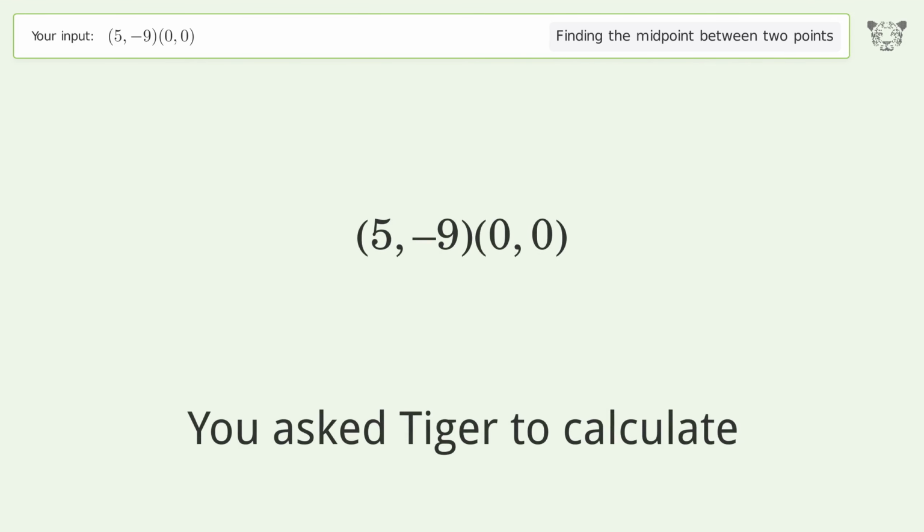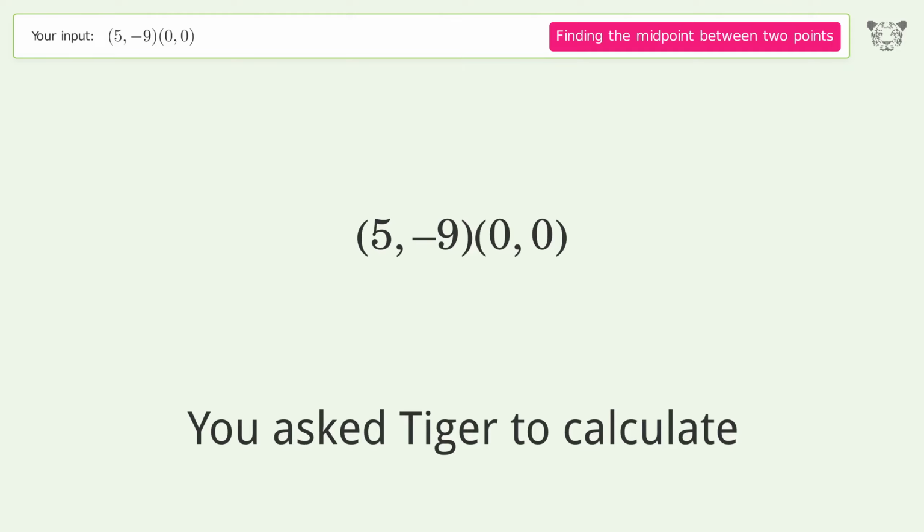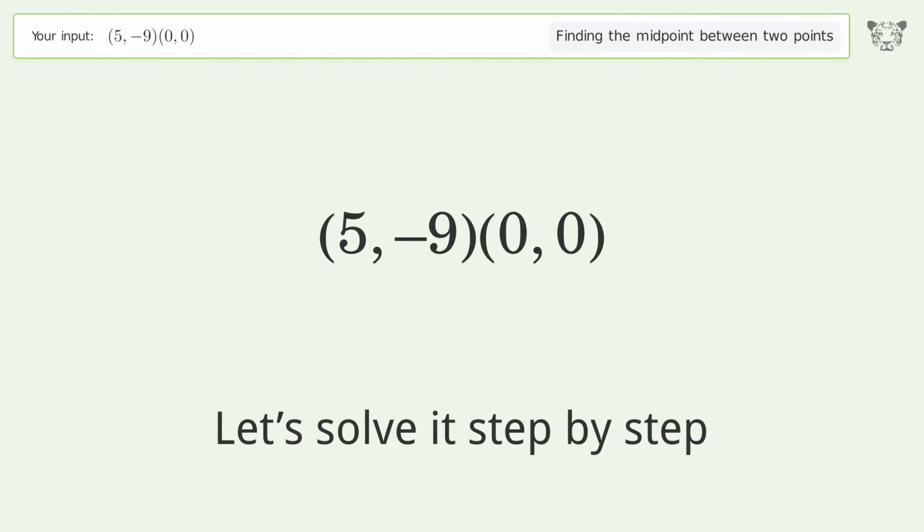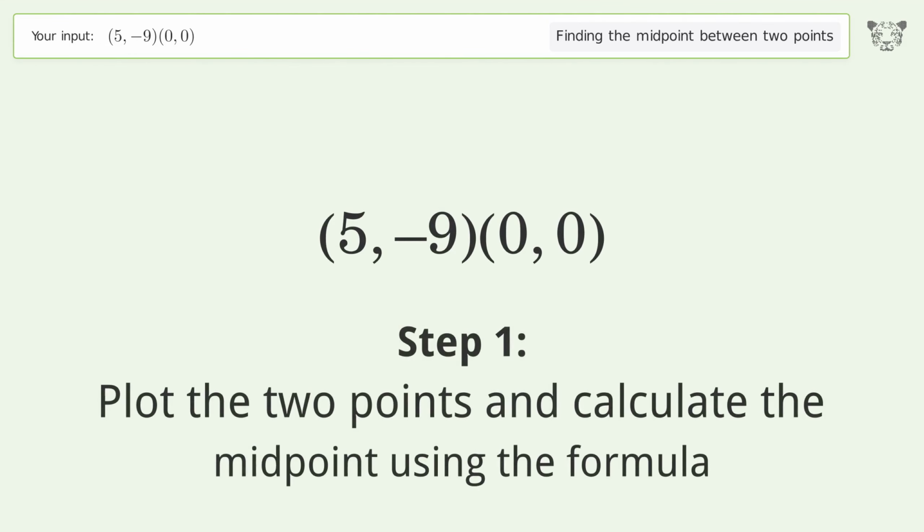You ask Tiger to calculate. This deals with finding the midpoint between 2 points. The midpoint between the 2 points is 2.5, negative 4.5. Let's solve it step by step. Plot the 2 points and calculate the midpoint using the formula.